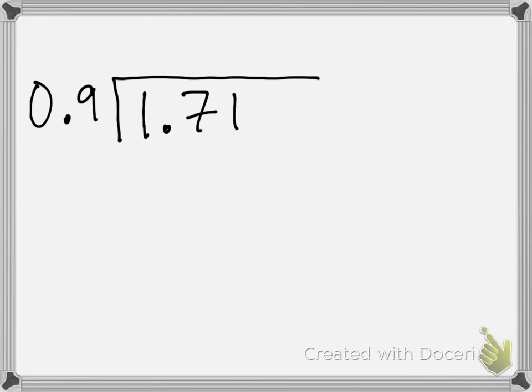So, here is the only rule when dividing with decimals. The divisor cannot have a decimal. The dividend can. The divisor cannot. So how can I get rid of the decimal in my divisor? Chris? You take away the decimal. You move it to the right. Perfect.